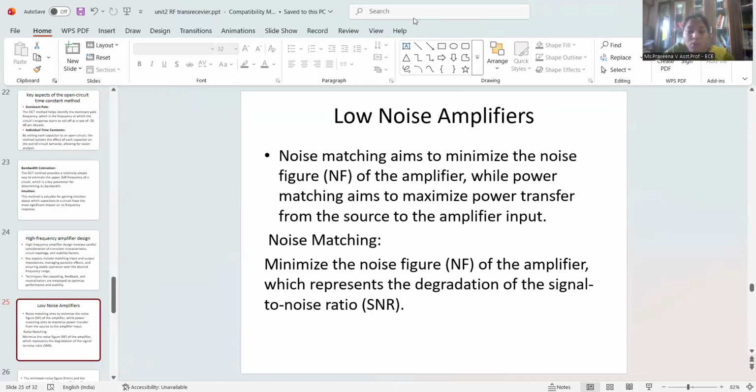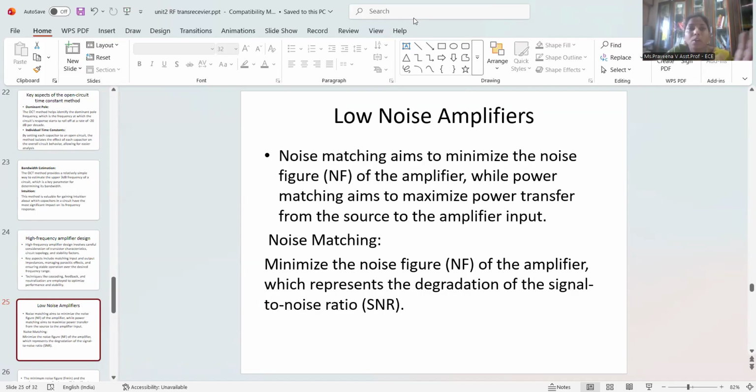The noise matching in a low noise amplifier, that is, in RF amplifier design, especially in the low noise amplifier, there are two main objectives considered. What are they? Power matching and noise matching. Power matching will maximize the power transfer from the source to the amplifier. The second one is noise matching. Noise matching will minimize the amplifier noise figure.